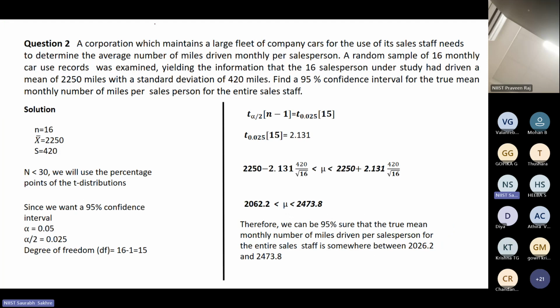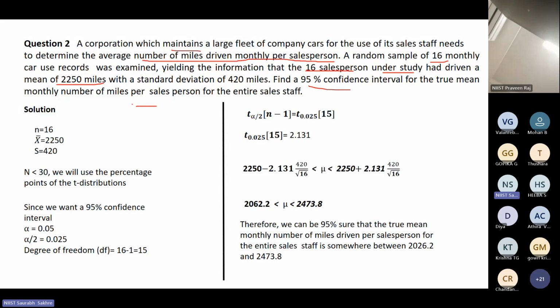Now, question number 2. A corporation which maintains a large fleet of company cars for the use of its sales staff needs to determine the average number of miles driven monthly per salesperson. A random sample of 16 monthly car use records was examined, yielding the information that the 16 salespersons under study had driven a mean of 2250 miles with a standard deviation of 420 miles. Find a 95% confidence interval for the true mean monthly number of miles per salesperson for the entire sales staff.